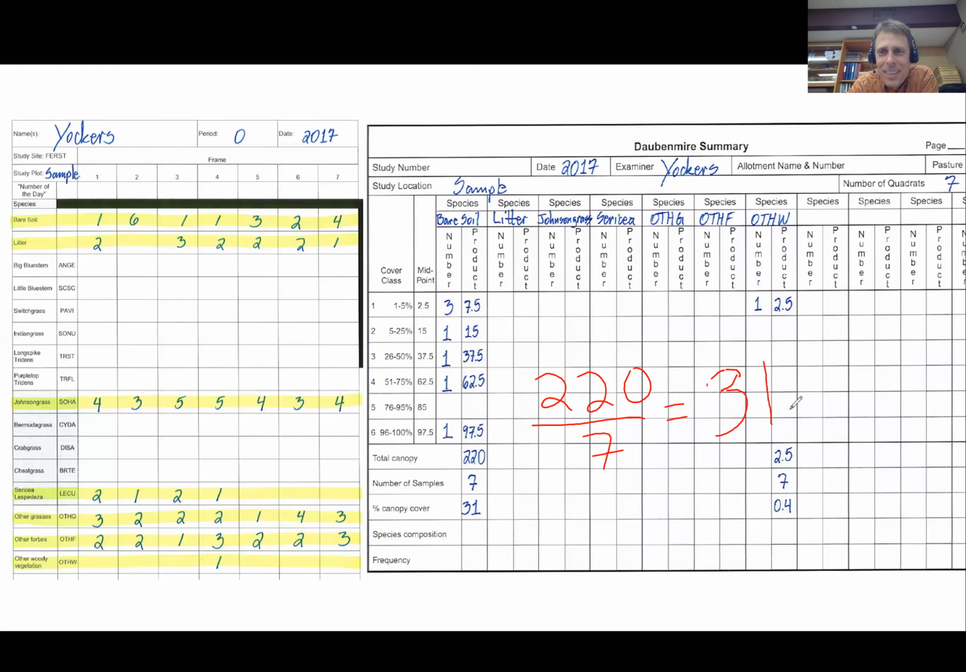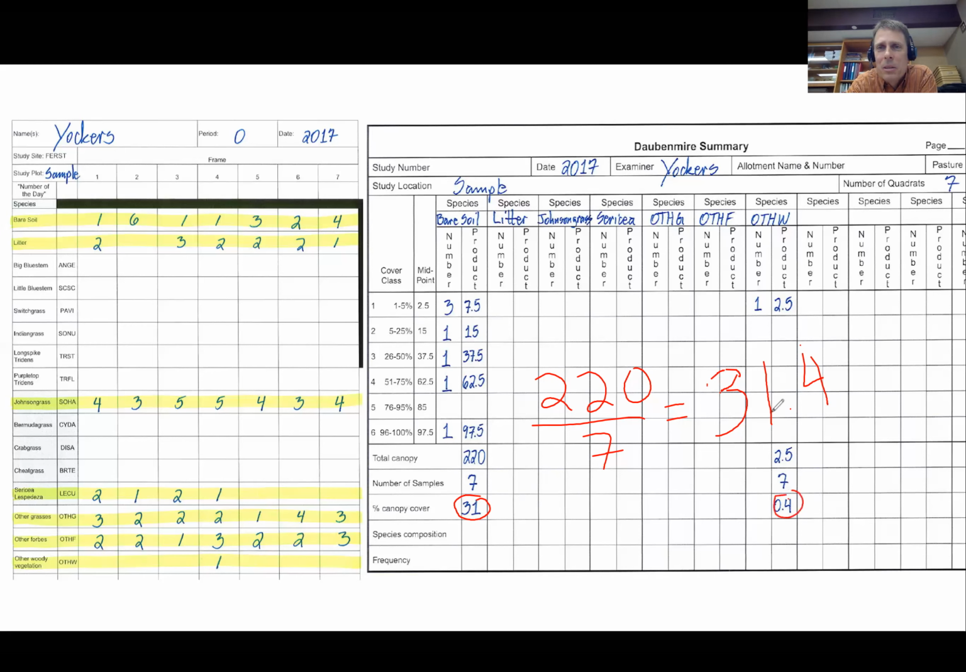I get 31.4, maybe. There we go. 31.4. And so I round that to 31 just to make it fit in there nicely. And then same thing, 2.5 divided by 7 gives me 0.3 something. I can't remember what it was on my calculator, but it rounded up to 0.4. So I got my 0.4.